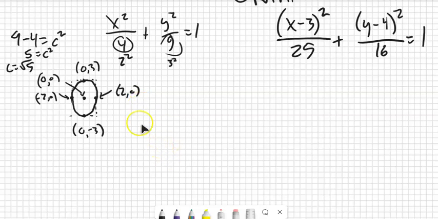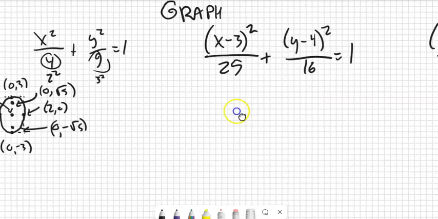Square root of 5 is like 2 point something. So if I talk about where my foci are at, they're along the major axis, 2 and a little bit, 2 and a little bit, and I could label this point as 0, root 5, because the x hasn't changed, no left-right movement, but it went up root 5. And then this one would be the point 0, negative root 5.